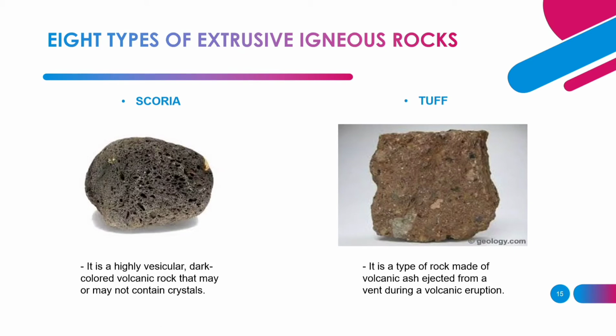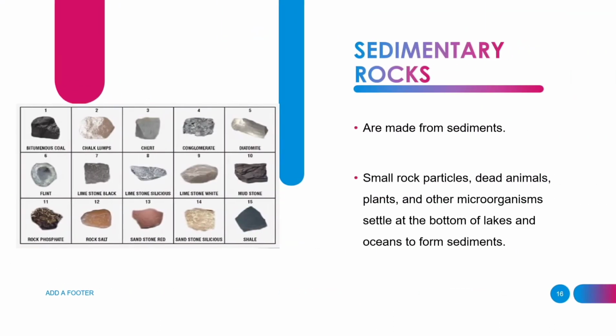Lastly is tuff. It is a type of rock made of volcanic ash ejected from a vent during a volcanic eruption. Following ejection and deposition, the ash is lithified into a solid rock. Rock that contains greater than 75% ash is considered tuff, while rock containing 25% to 75% ash is described as tuffaceous. The second type of rocks is sedimentary rocks.